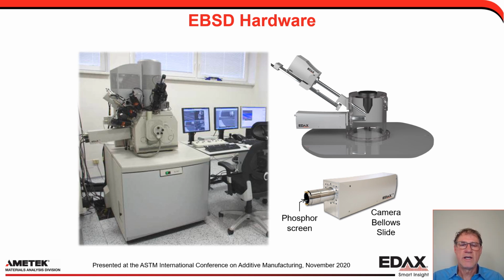The hardware looks like this, mounted on an SEM. You have a camera there on the left of the column. And the camera has a phosphor screen, and inside the housing there is a camera that can be inserted and retracted from the microscope chamber.